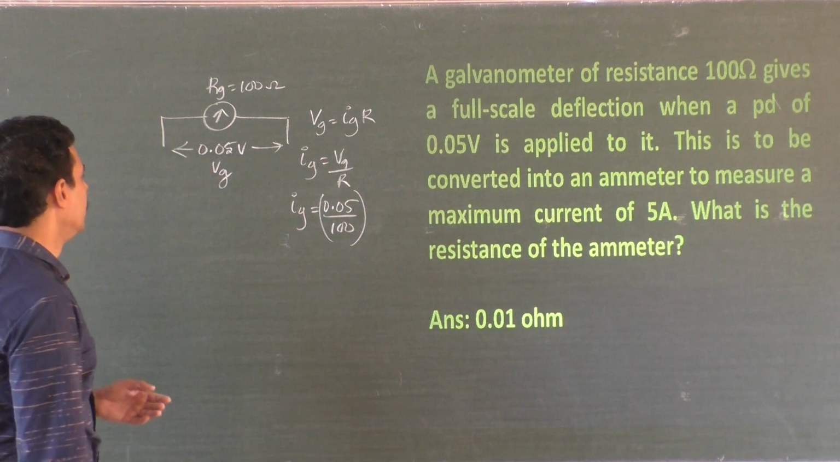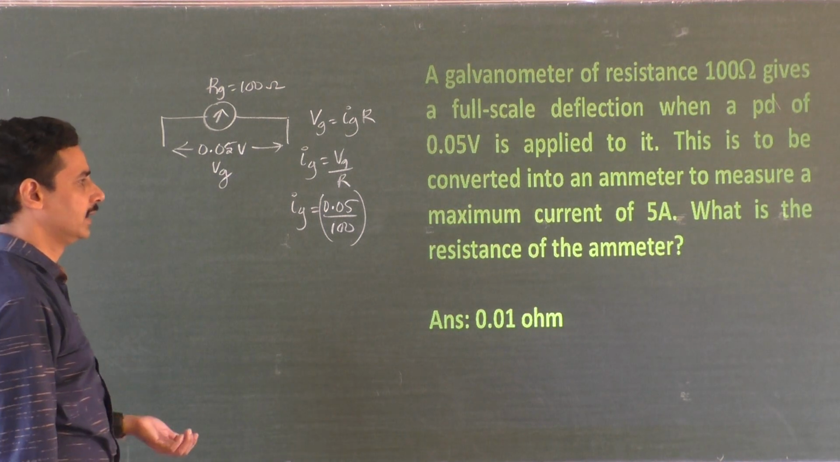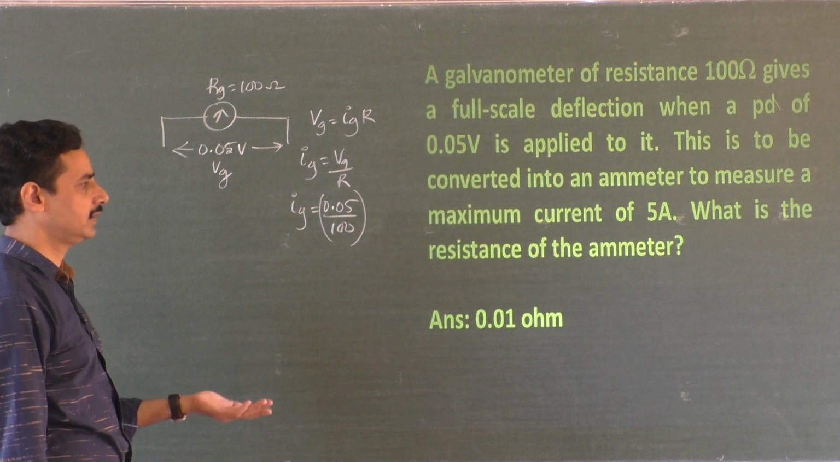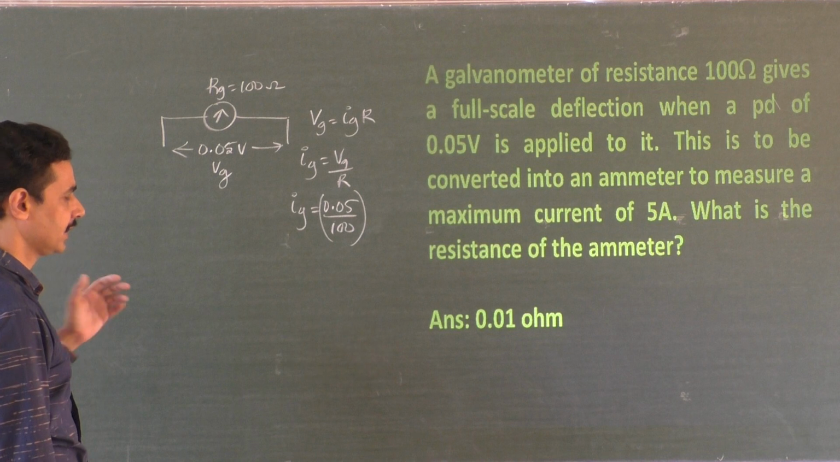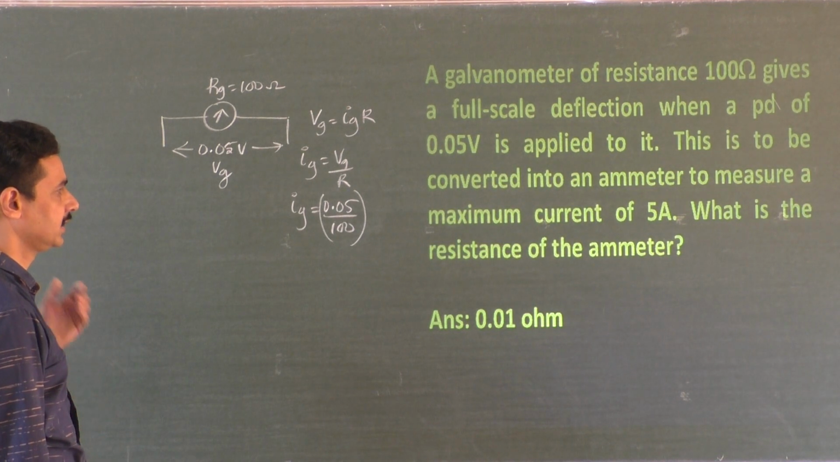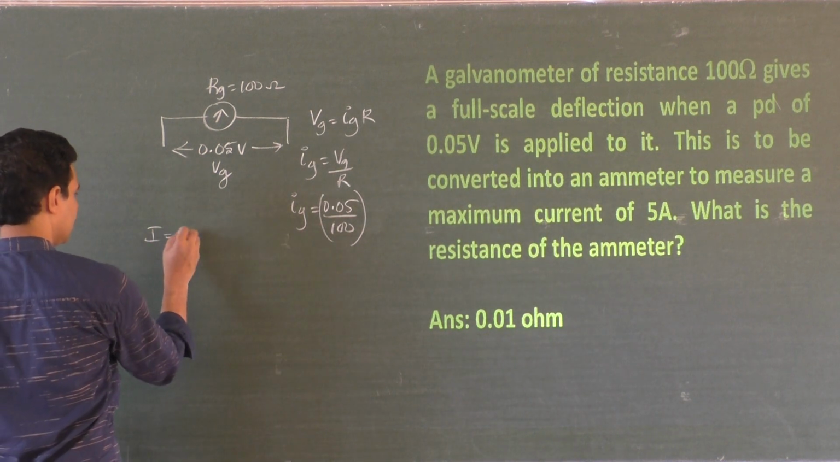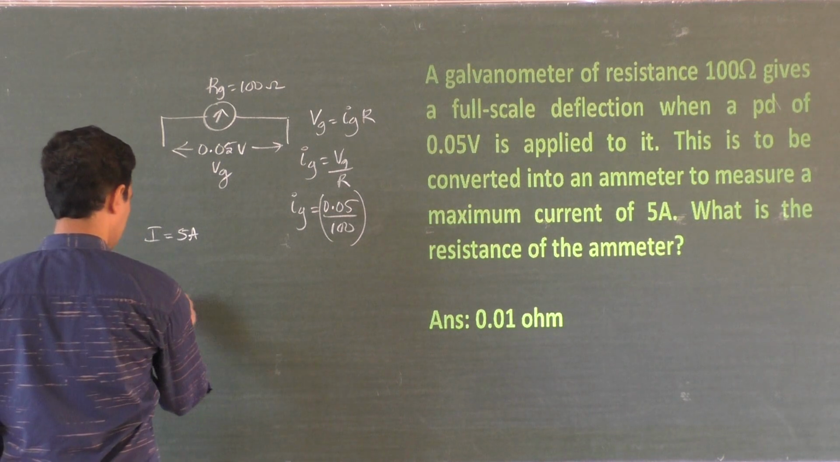Now, what is the next part? This is to be converted into an ammeter to measure a maximum current of 5 ampere. So you have to convert it into an ammeter which will measure a maximum current of 5 amperes. What is the resistance of the ammeter that has to be connected? The range of the ammeter is 5 amperes.